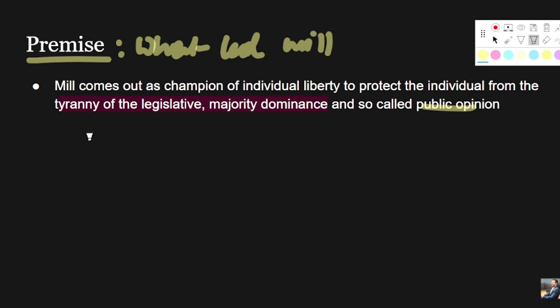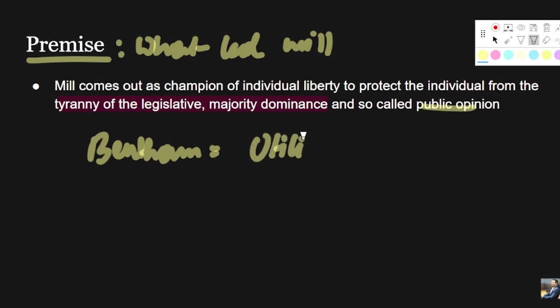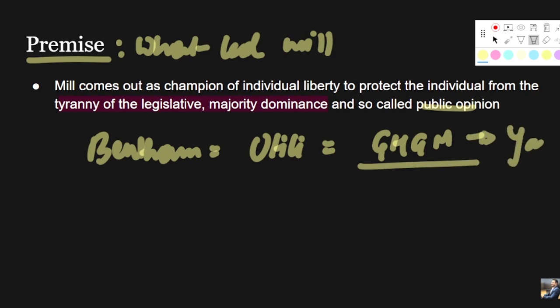So Mill was the student of Bentham, who propounded the idea of utilitarianism, right? And according to utilitarianism, he has given the idea of the greatest happiness of the greatest number. Bentham gave this idea to the government as a yardstick to devise any policy. Bentham said the government should make policies that will always maximize the greatest happiness of the greatest number.